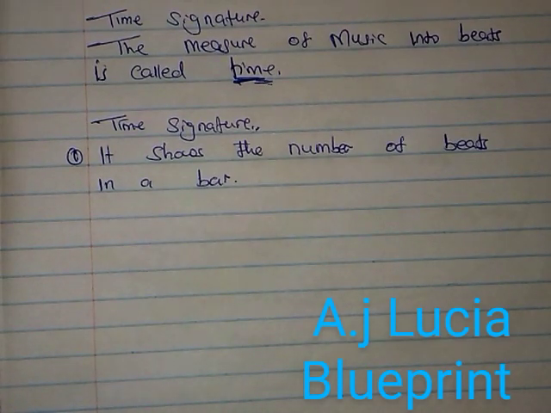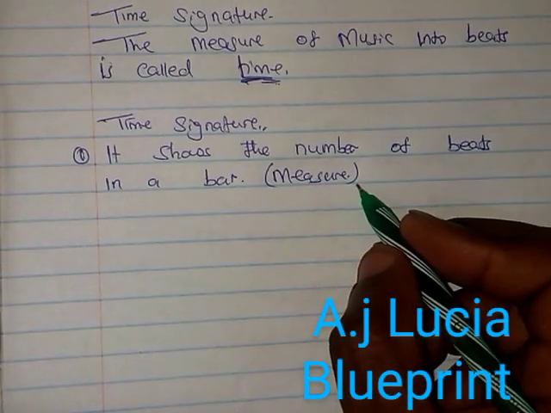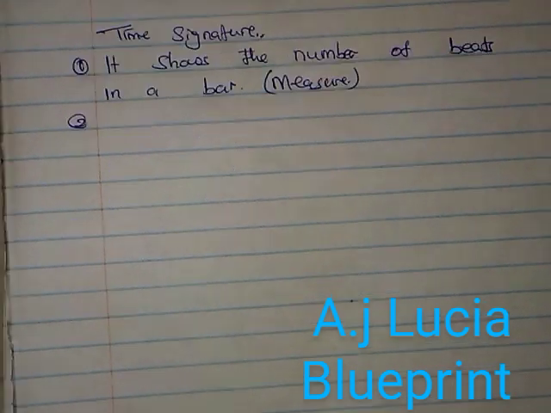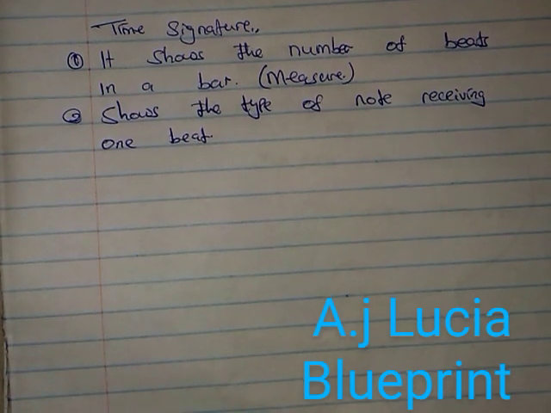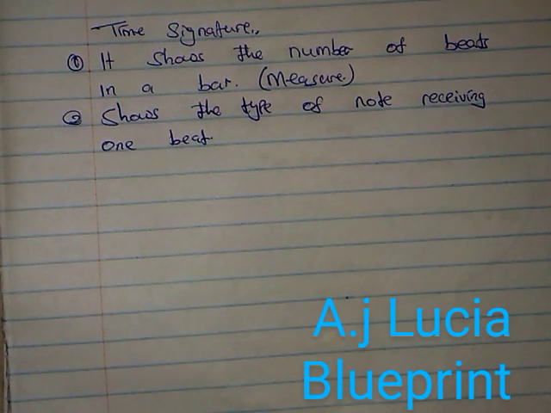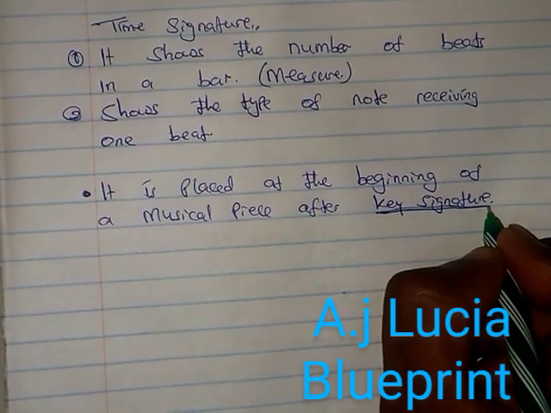And as we had said much earlier, bar is also referred to as measure. Number two, time signature shows the type of note receiving one beat. And time signature is placed at the beginning of a musical piece after key signature.